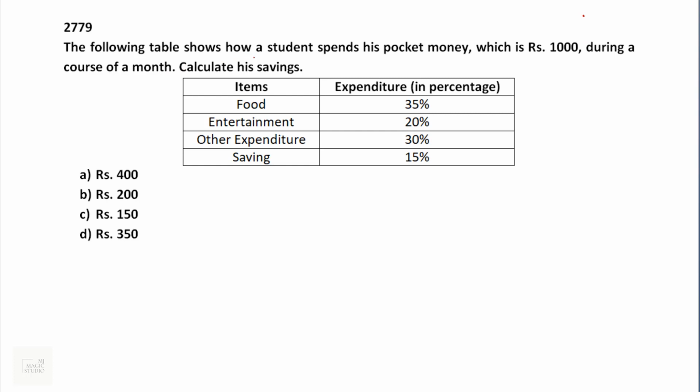The following table shows how a student spends his pocket money, which is rupees 1000, during the course of a month. Calculate his savings. According to the table, savings are 15%. So 15% of 1000 is 150, which is his savings, and that is in option C.